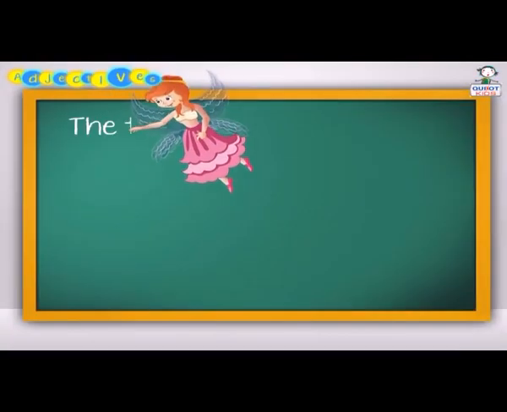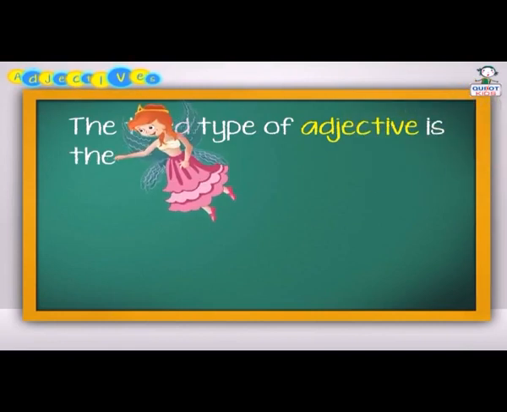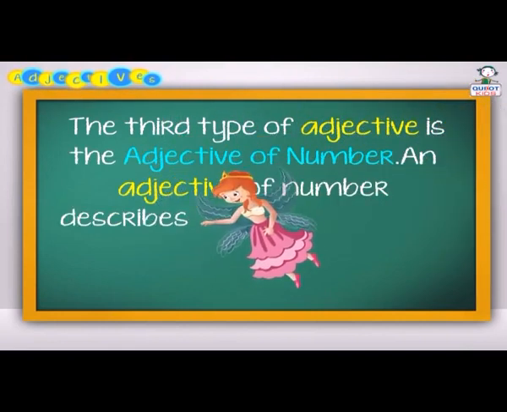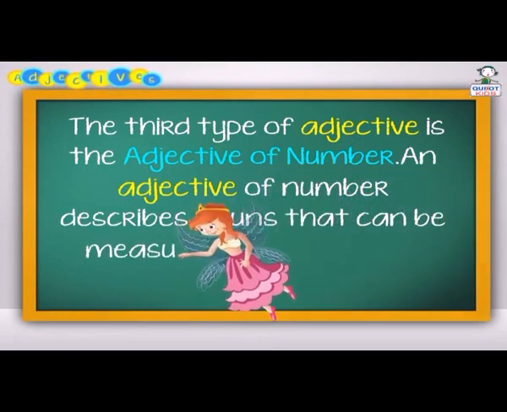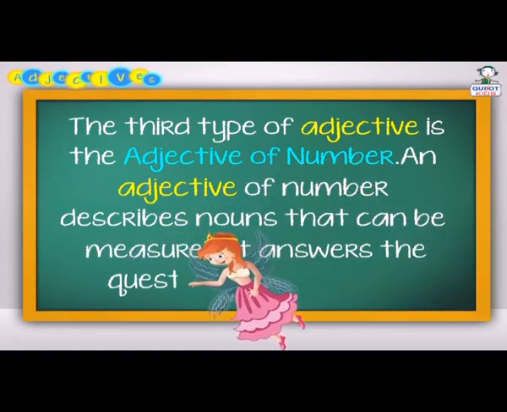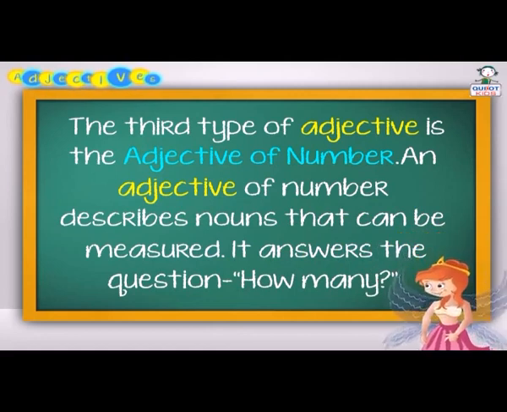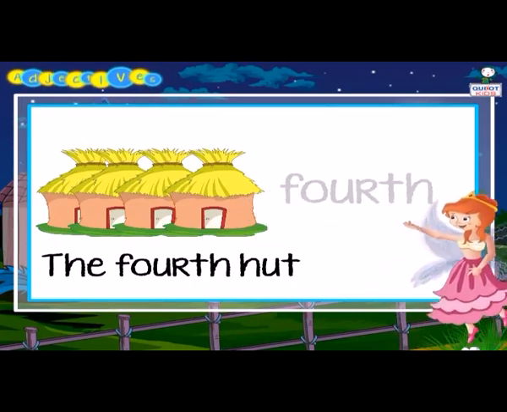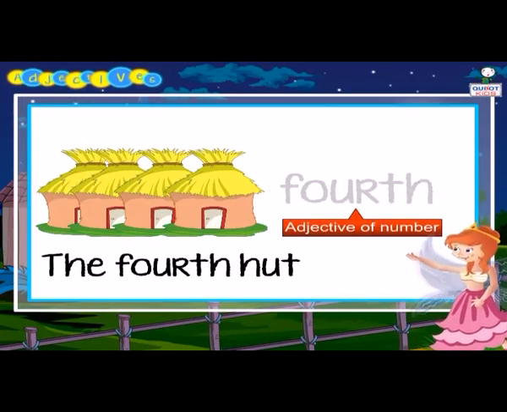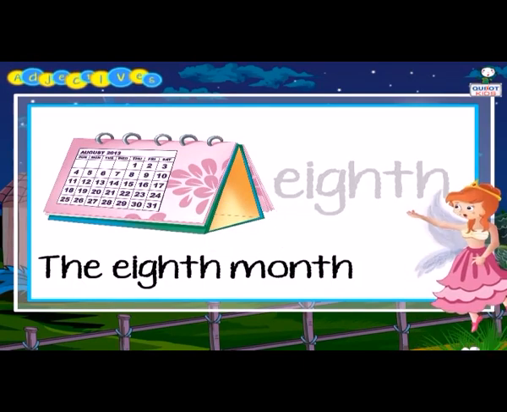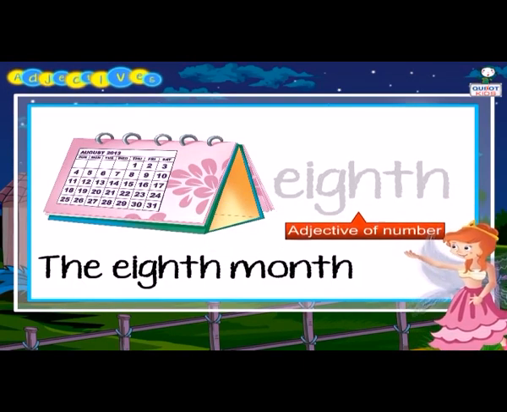Welcome, friends. The third type of adjective is the adjective of number. An adjective of number describes nouns that can be measured. It answers the question, how many? The fourth hut. Fourth is adjective of number. The eighth month. Eighth is adjective of number.